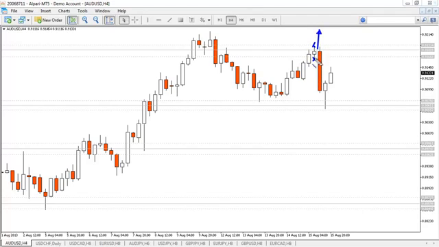So we need a way to confirm that sellers have taken control of the market, so we can jump in short and make some profit as price drops down to this area.